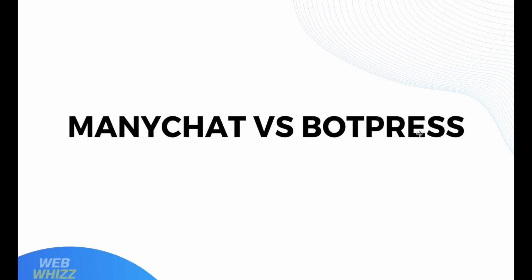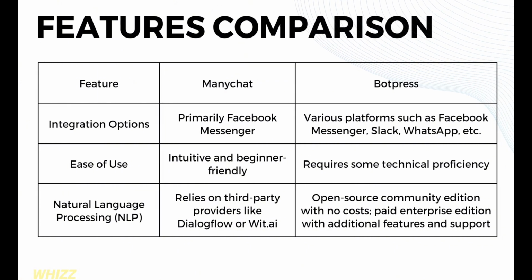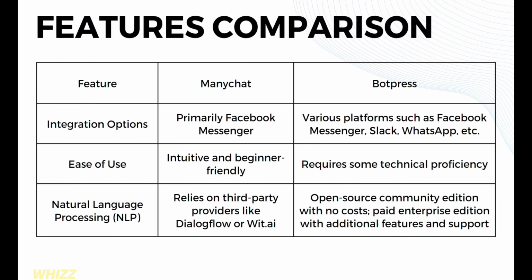And now that we know the overview of both platforms, we can proceed by knowing other details of Manychat and Botpress. Starting with their features comparison, as you can see on this table below, in terms of integration options, Manychat offers primarily Facebook Messenger, while Botpress supports various platforms such as Facebook Messenger, Slack, WhatsApp, and many more. And in terms of ease of use, Manychat is intuitive and beginner-friendly, while Botpress requires some technical proficiency.